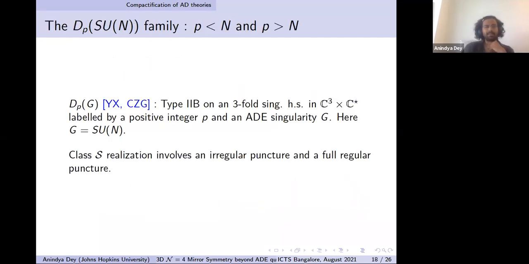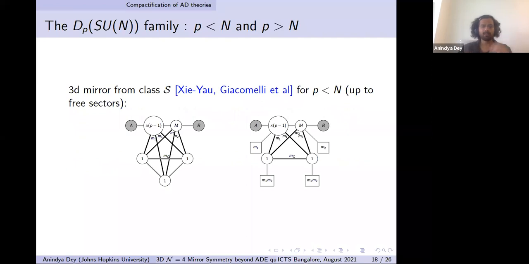The second thing that one can do is the D_p(SU(N)) family. This also admits a type IIB realization on a threefold singularity in C^3 times C star, and it's labeled by this positive integer p and an ADE singularity G. In this particular case, we take G equals SU(N). The class S realization of these involves an irregular puncture and a full regular puncture, a maximal regular puncture. And again, the 3D mirrors are known from class S.